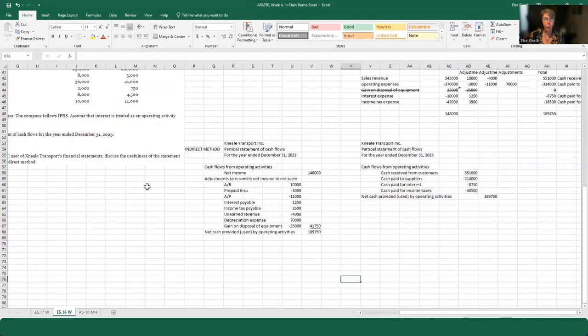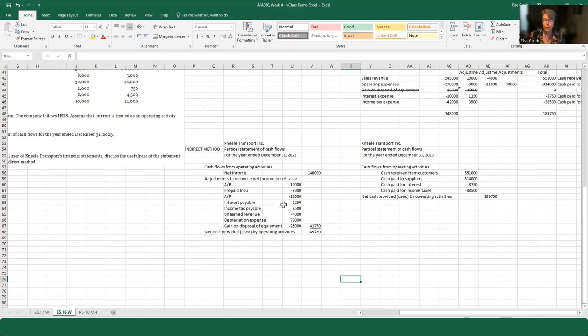And let's be honest, whether we are using the indirect method or the direct method, the statement of cash flows really allows the external users to assess this company's ability to generate cash through their operations, the only sustainable source of cash. And it really allows the users to compare the operating performance, which is the income statement, to the cash flows, both year after year within one business, but also between different businesses in the same industry.